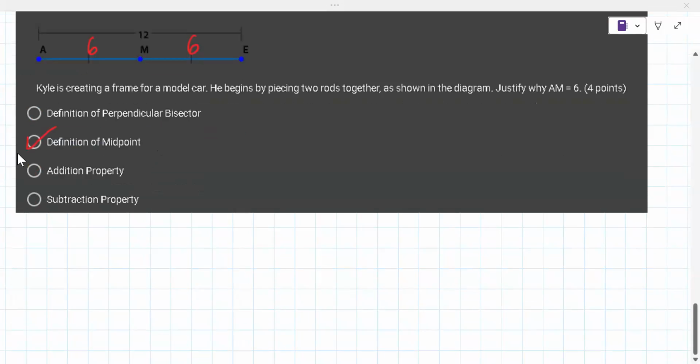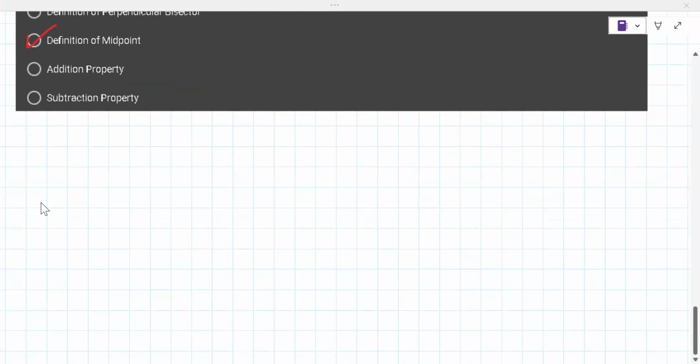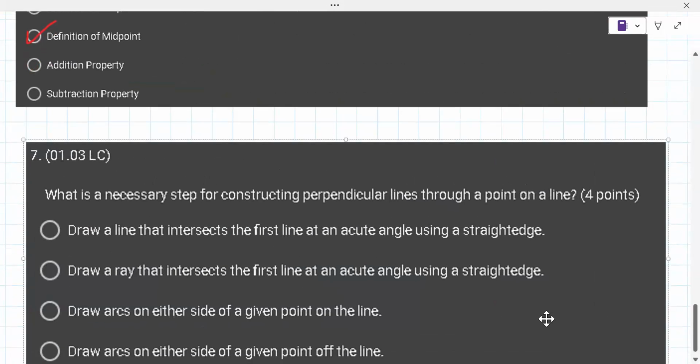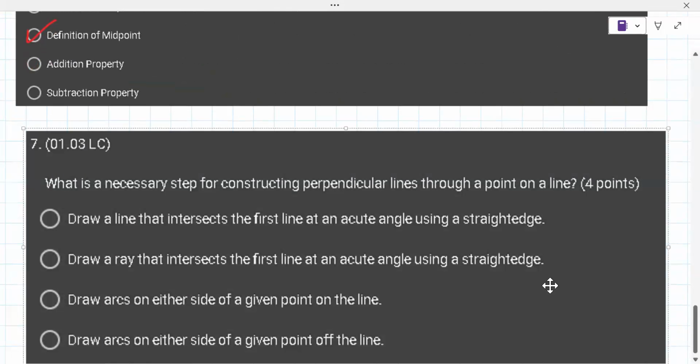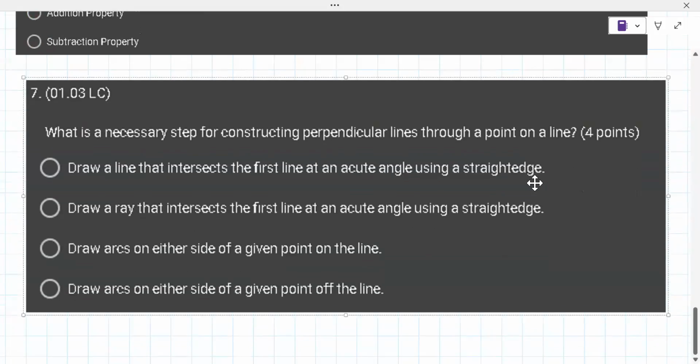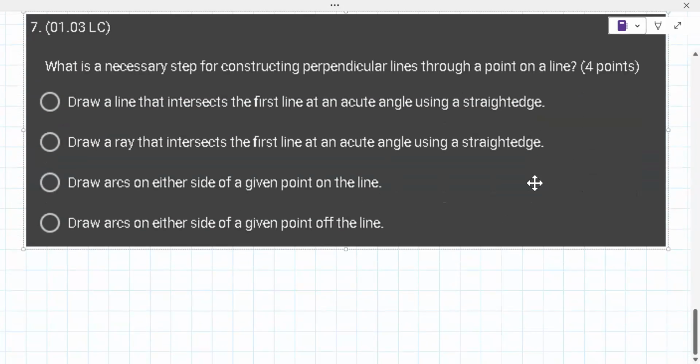All right, number 7 is the next one here. What is a necessary step for constructing perpendicular lines through a point on a line? So go ahead and read these, and then I'll go through the construction process for you, and then you can maybe make a decision.